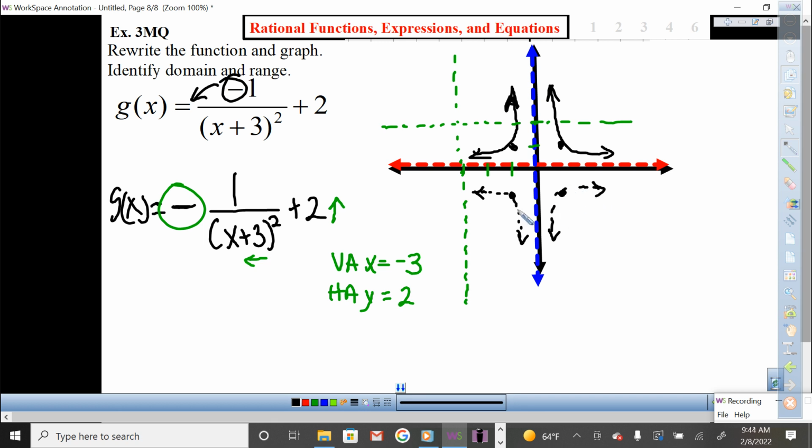And now we can move this, what? 3 to the left and 2 up. So these 2, I'm going to move 3 to the left. 1, 2, 3, 1, 2. So far so good, yes? And this one. 1, 2, 3, 1, 2. And from there you would find the domain and range of that one.